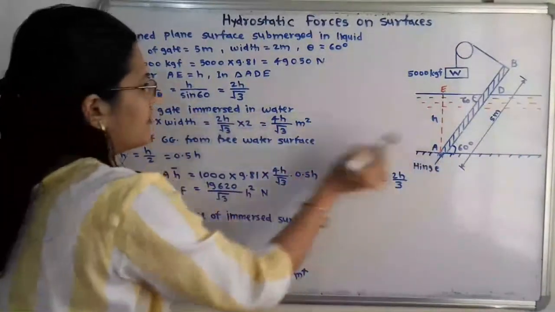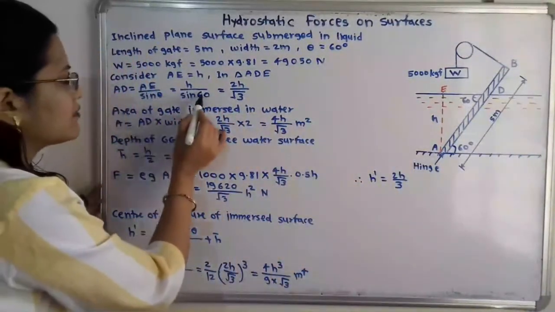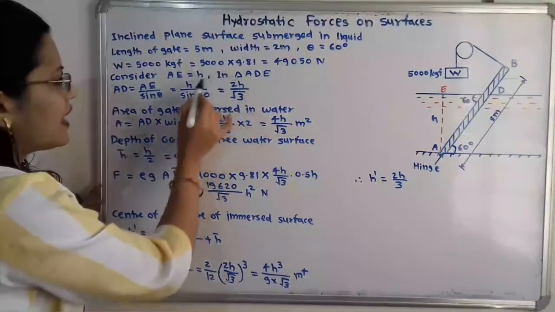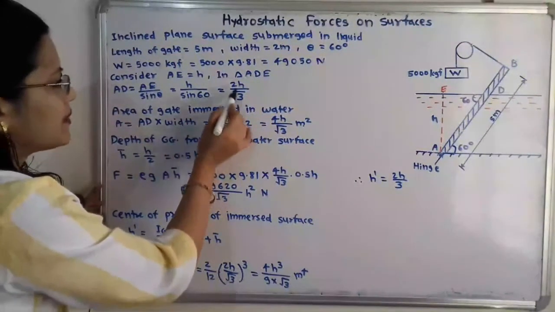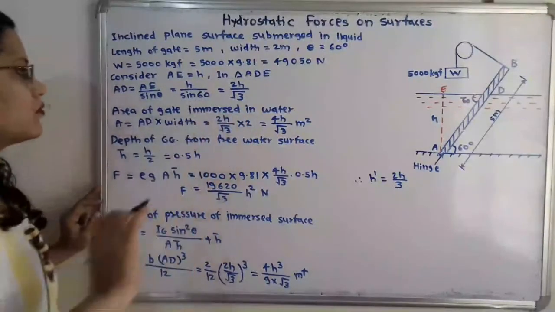Put the value of AE, that is H, and theta is equal to 60. So what is the value here? Sine 60 is equal to root 3 by 2. So we can write 2H by root 3.